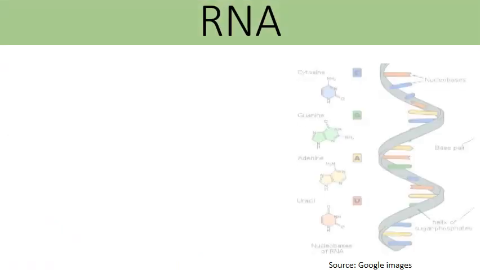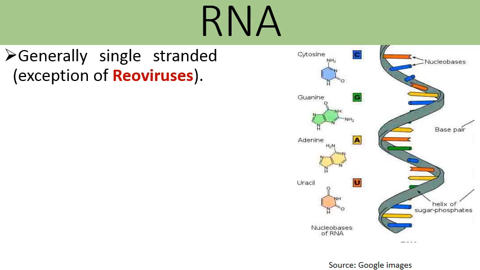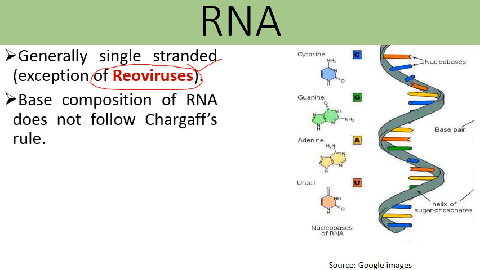Next, what is RNA? Generally, RNA is a single-stranded structure which contains ribose sugar, and it also acts as genetic material in some viruses like Rheoviruses. The base composition of RNA does not follow Chargaff's rule. This is a very important difference between DNA and RNA.